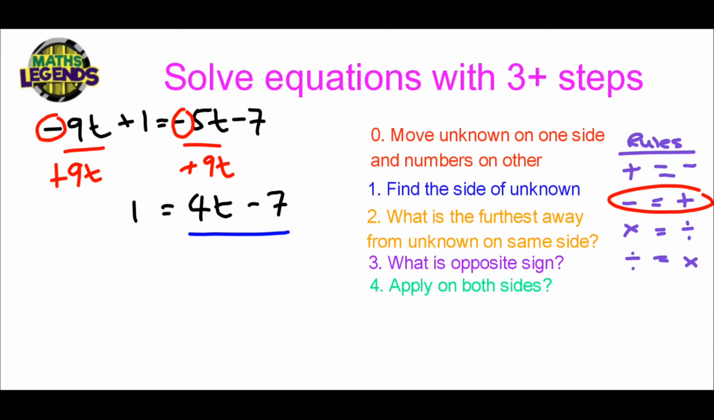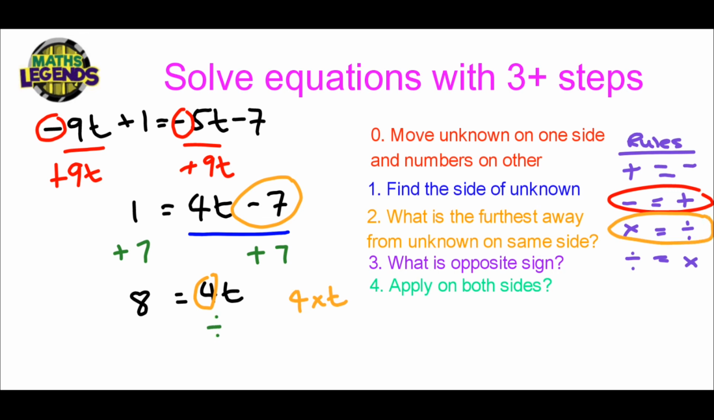Now the unknown is on the right hand side. The minus 7 is furthest away. So using our rules, we know we need to use the plus. So it's going to be plus 7 on both sides. We then simplify. So it's 8 equals to 4t minus 7 plus 7. They cancel. Now we need to get rid of the 4, which is 4t. So 4t is equal to 4 times t. So we know we need to use divide. Let's divide 4 on both sides. And we simplify. 8 divided by 4 is 2, equal to 4 divided by 4, which is 1, and t. So it's just t. So t equals 2.